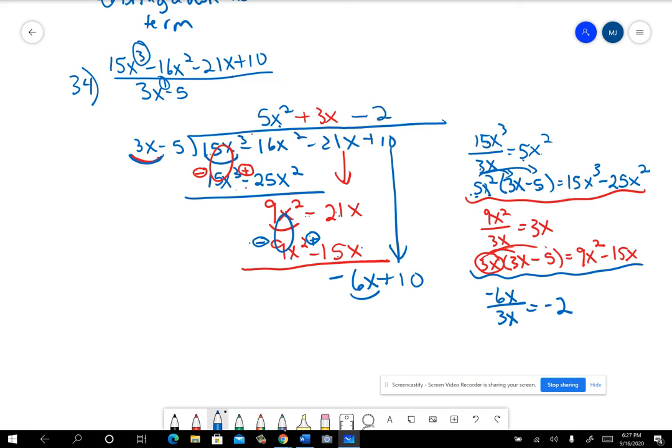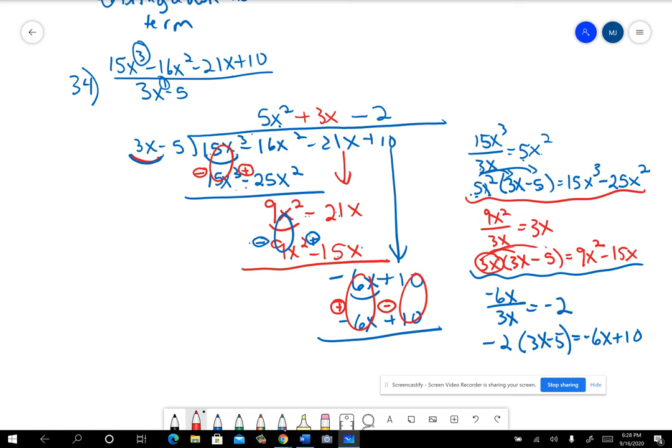And that minus 2 gets multiplied back times the whole 3x minus 5. When you distribute the negative 2, you get a negative 6x plus 10. All right, so now we're to the step where we're supposed to subtract. So I'm going to change that sign to a positive. This one would change to a negative. Oh, and again, that goes away, and so does that.